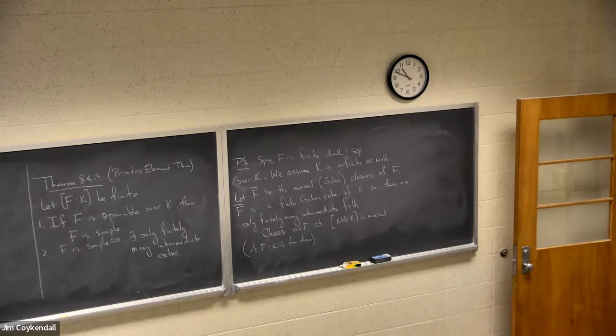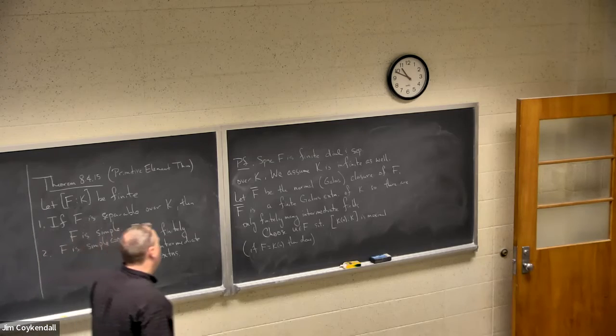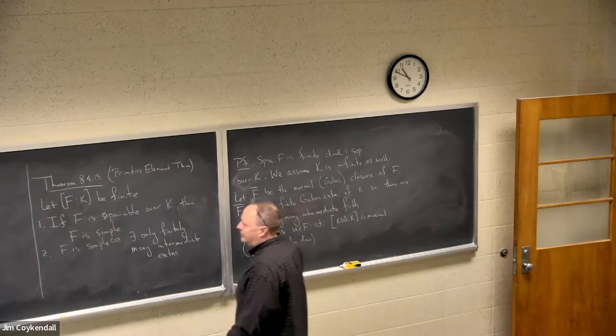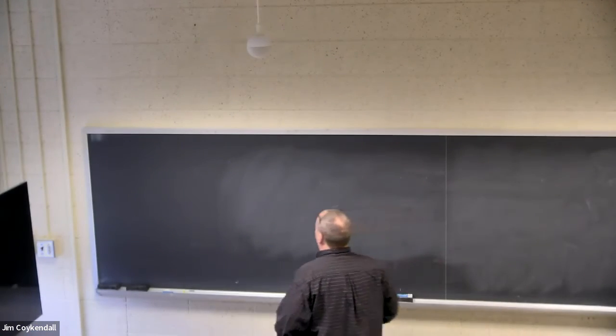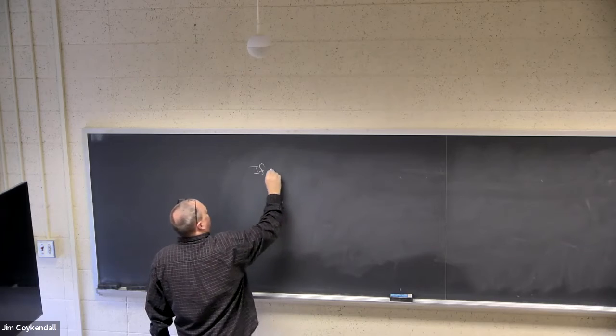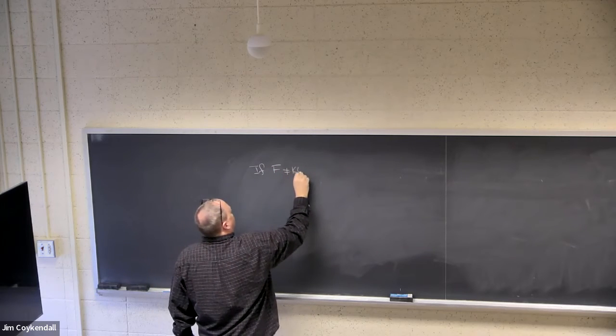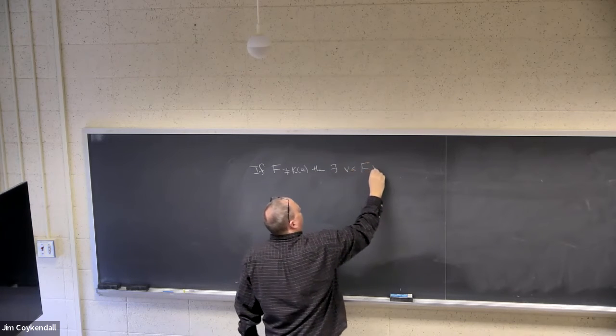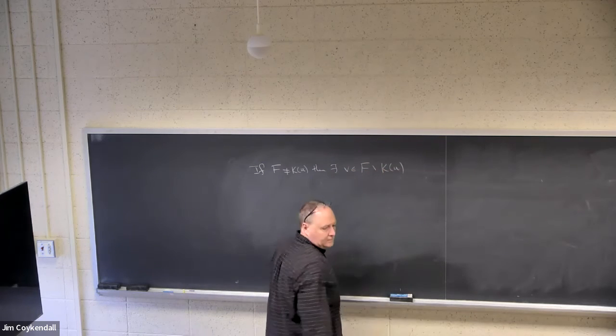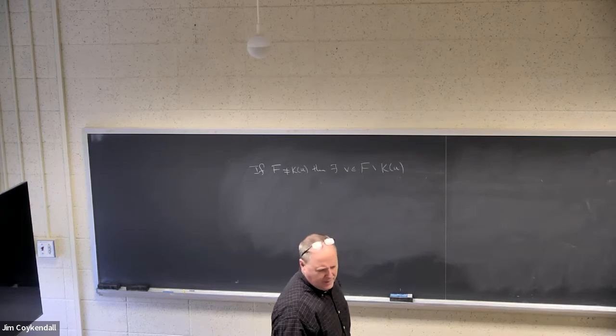If not, so I guess we need to investigate that case. If not, we can find some element that's in F but not in K. We'll call it V. Then here's V in F. It's not in K. And what we want to do is consider all intermediate extensions of the form K(U plus AV).